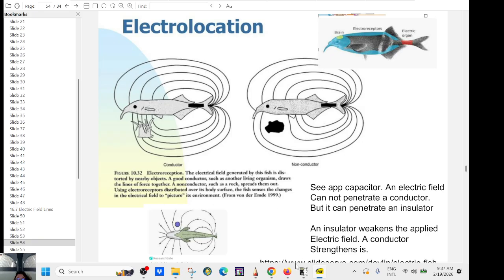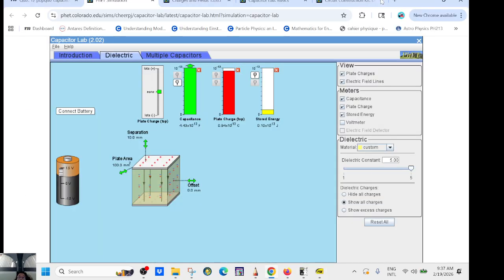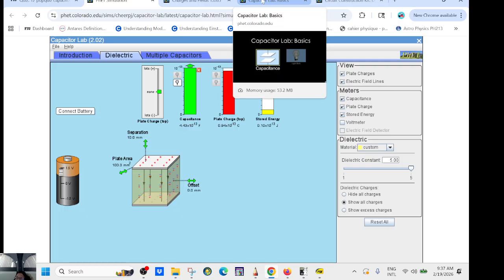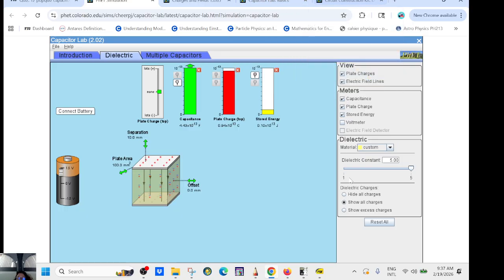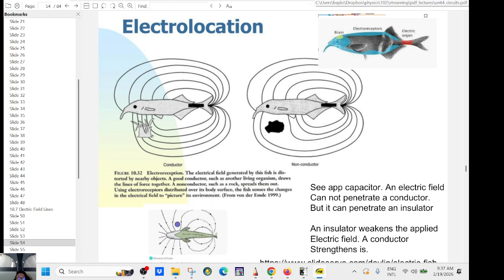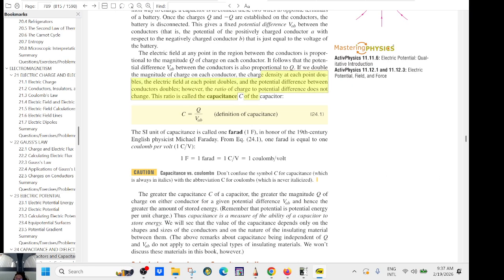And then here, let's review capacitors just to make sure you know how to do the homework. Let's go back to your book. It's a great book. So here that will be chapter 24. It has here the definition of capacitance.